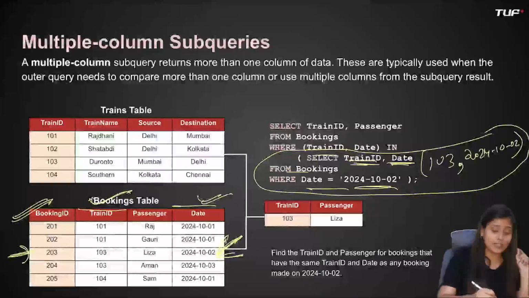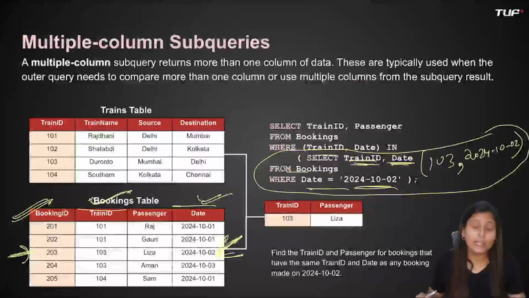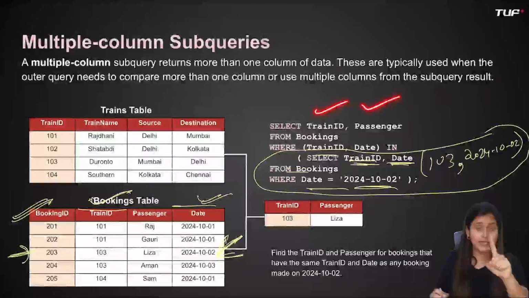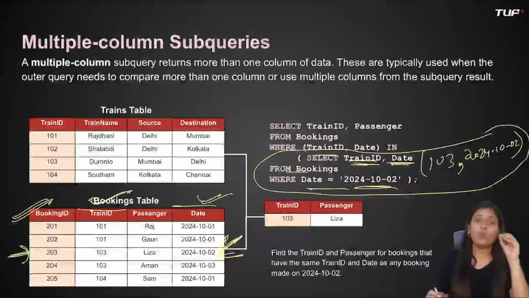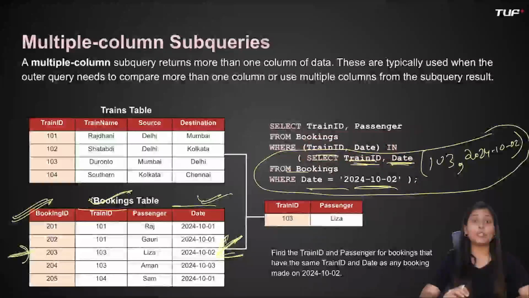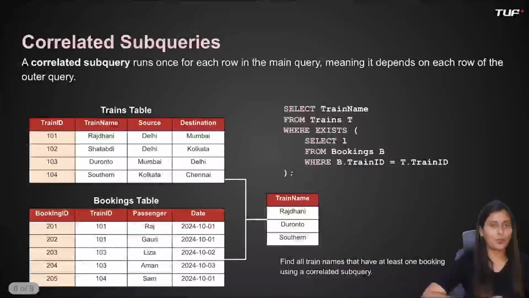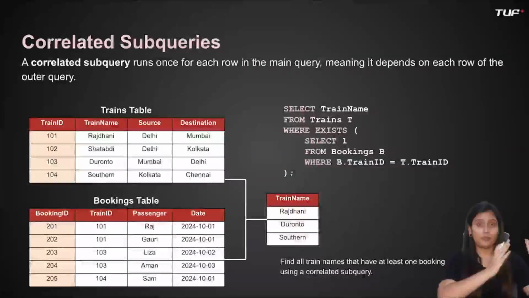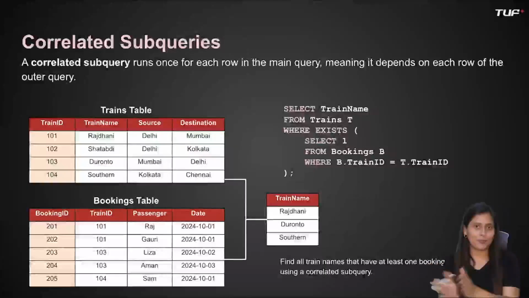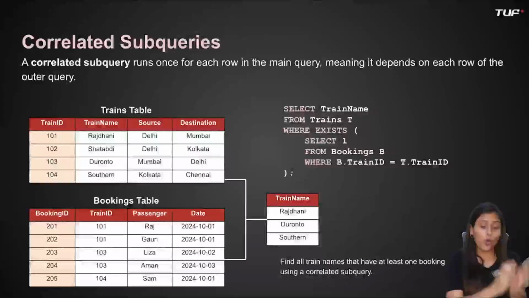But as it is a multiple column subquery, it is very important to pick multiple columns in the resultant table, and if you want, you can give multiple columns for the conditions to check. That is why it is called a multiple column subquery. So that is all about single row subquery, multiple row subquery and multiple column subquery. Now let's move on to correlated and non-correlated subqueries.